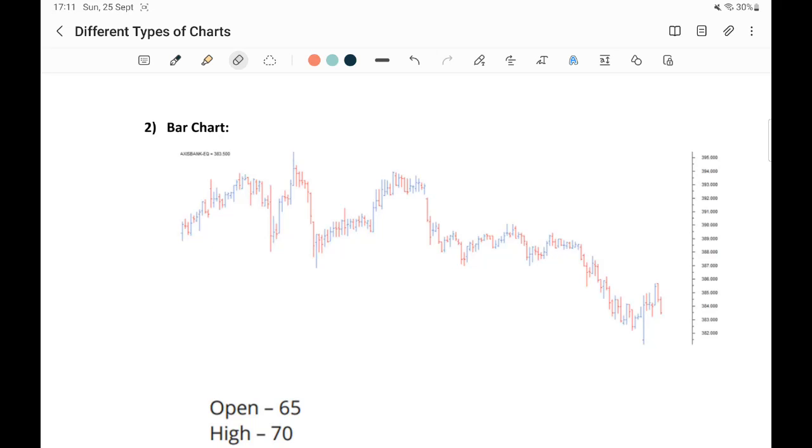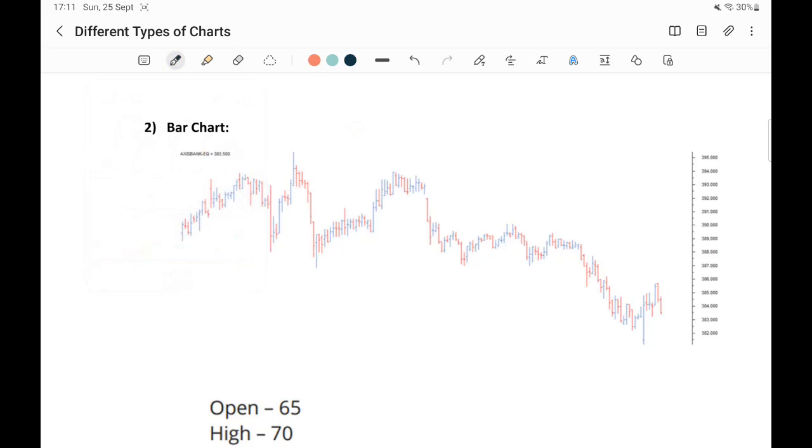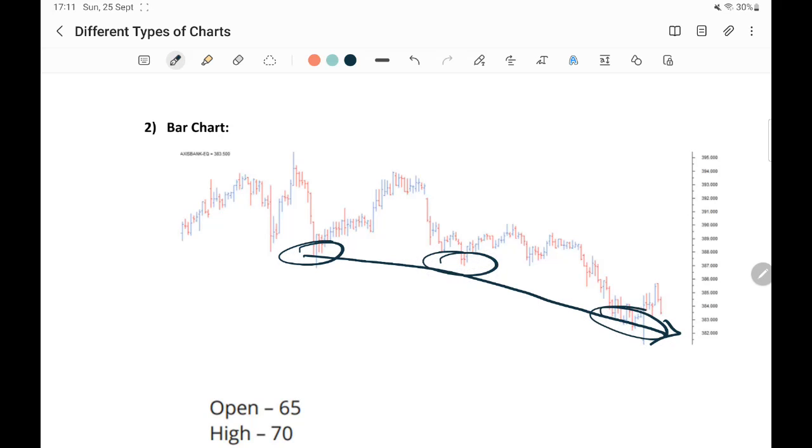In the bar chart also, by looking at this particular chart, you can clearly see the stock is also in a downtrend. What is happening is you are connecting this area with this area and with this area. Once you connect these three lines, that is basically showing the bar chart. The bar chart is showing the stock is in a downtrend.